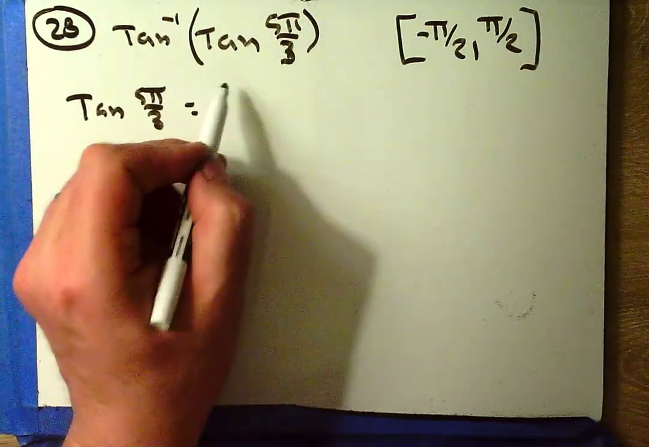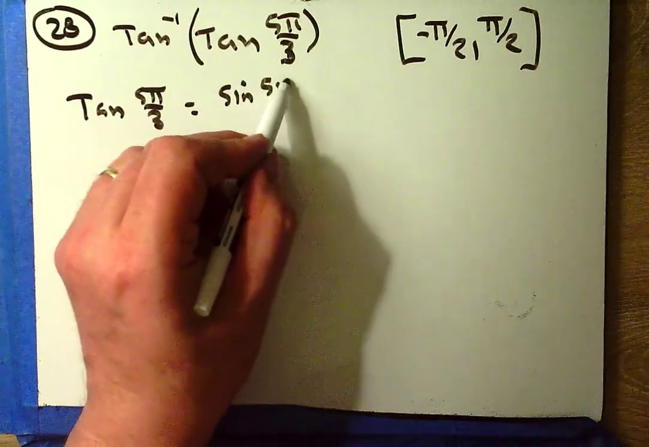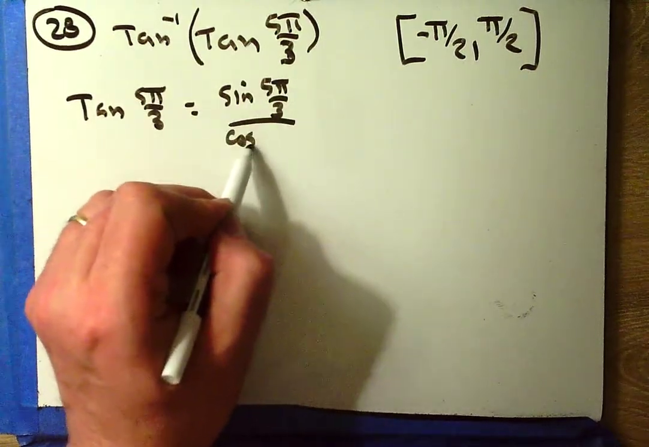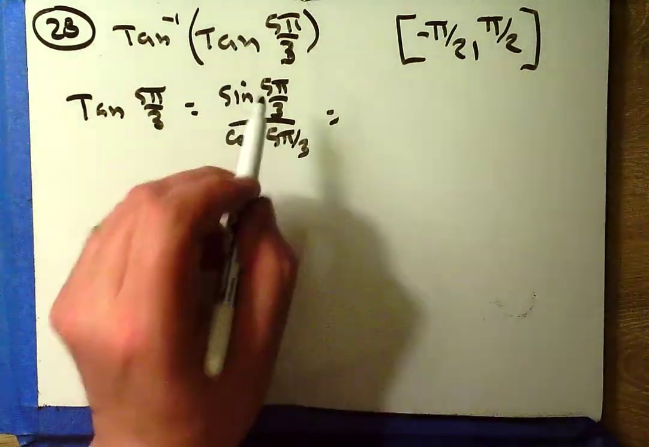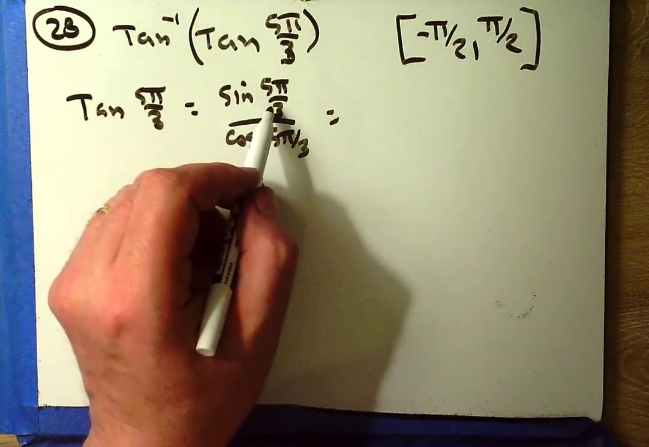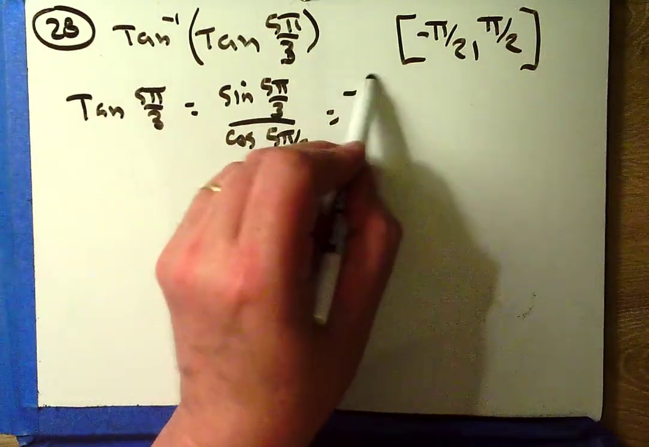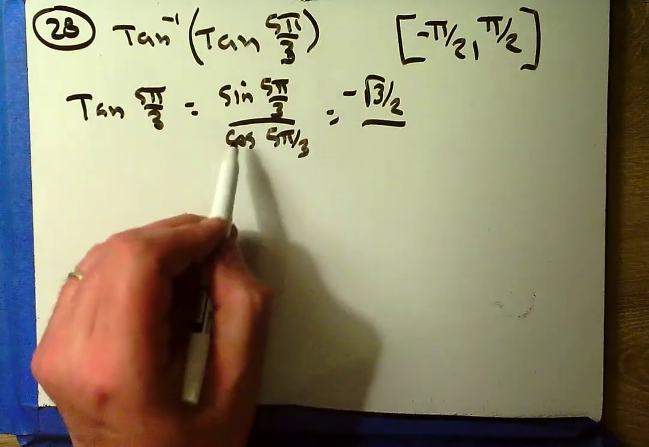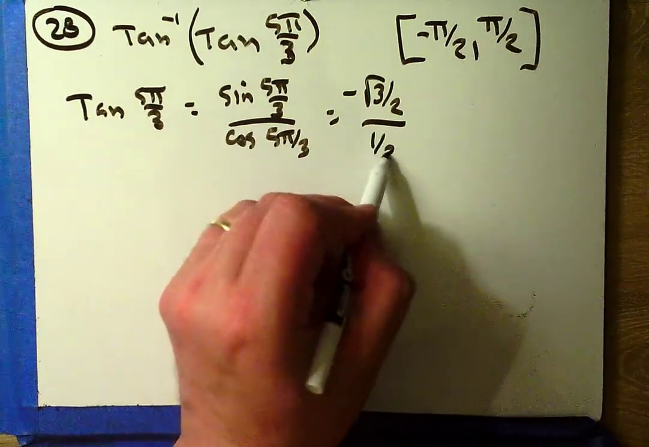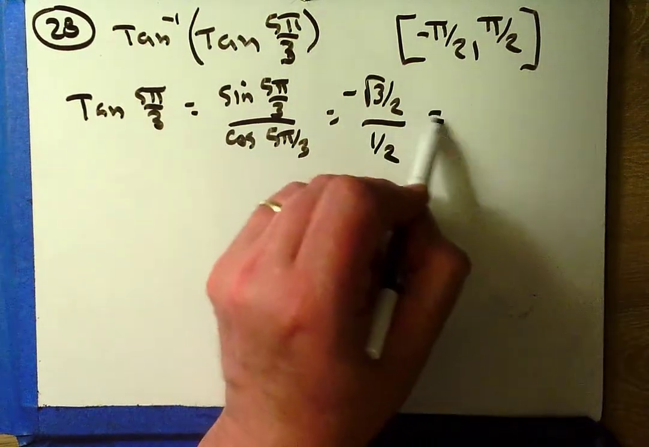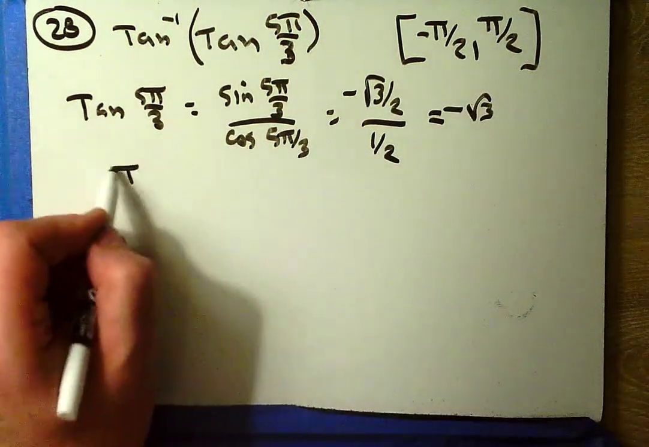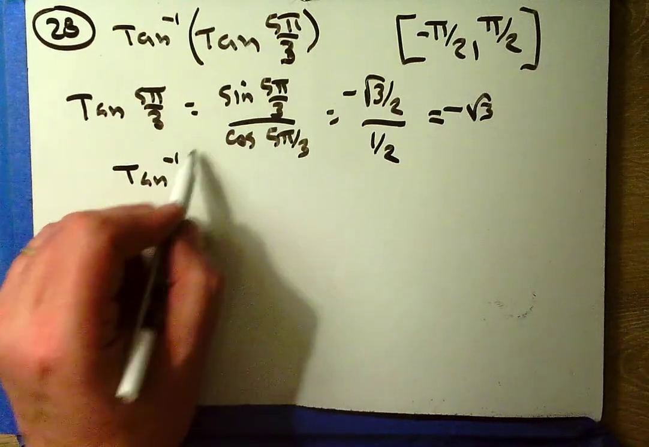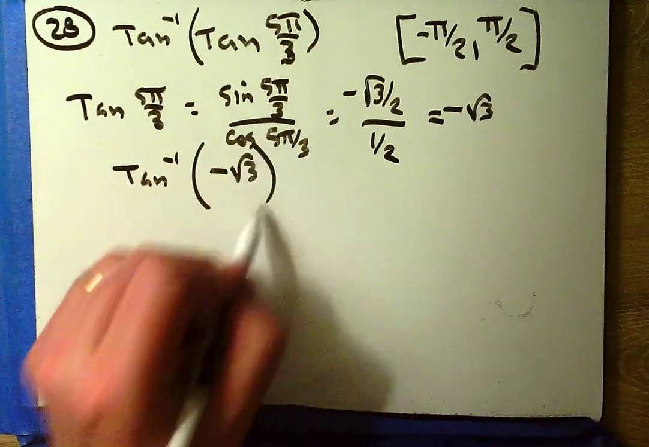Okay, well, that's the sine of 5 pi over 3 over the cosine of 5 pi over 3. Sine of 5 pi over 3 is negative root 3 over 2. Cosine of 5 pi over 3 is 1/2. And so I end up with negative root 3. Okay, so tangent inverse of negative root 3.